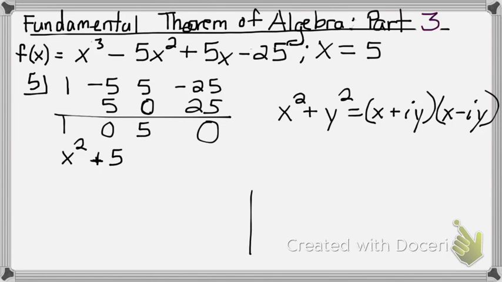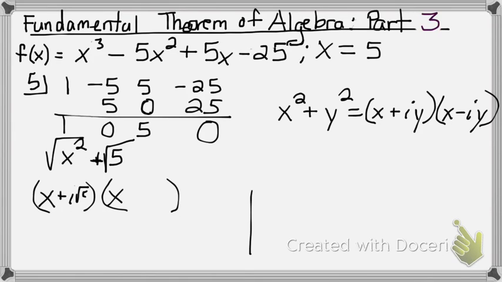So if I factor this out, it will be, of course, x and x, because when I take the square root of x squared, it equals x. Obviously, the square root of 5 is not a perfect square, so it'll just be i square root of 5 and negative i square root of 5. This is what you just previously learned. So the extra step is to set each one of these equal to 0 and solve for x.